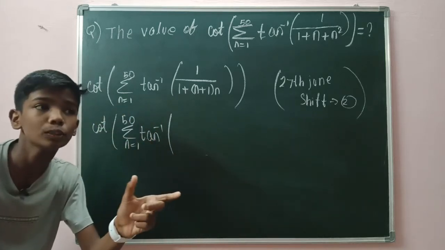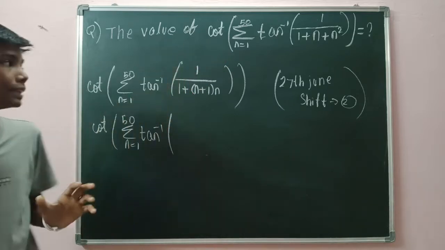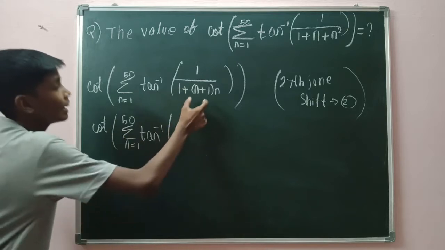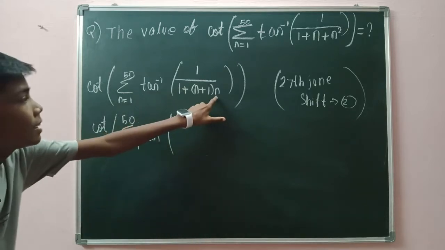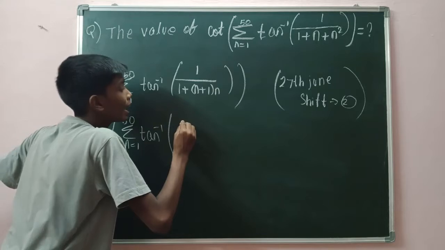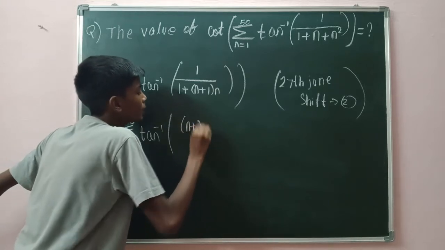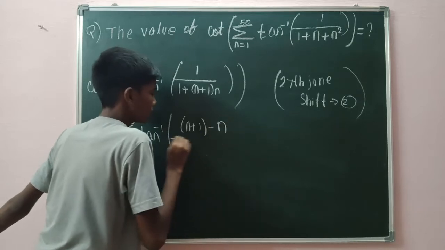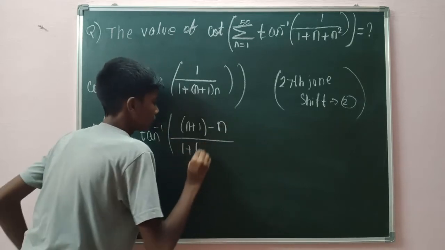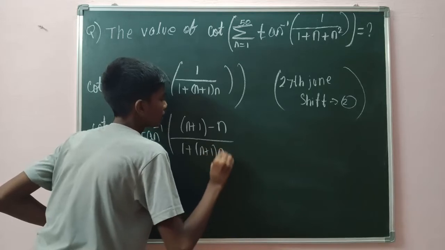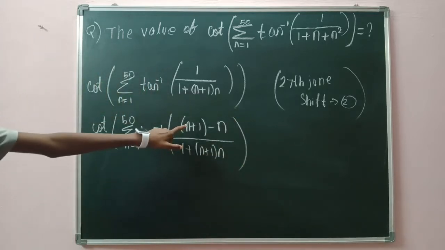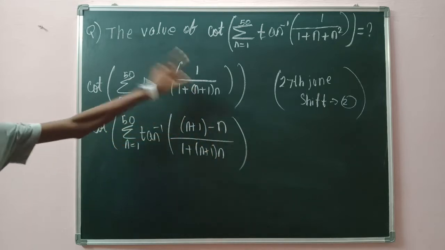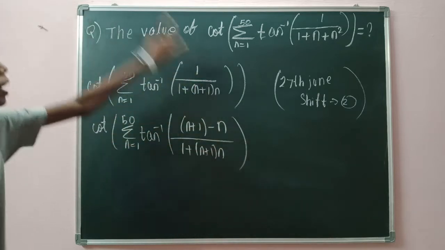That is nothing but tan inverse of a minus b divided by 1 plus ab. So in this I have 1 plus ab, where a is n plus 1 and b is n. So what should I have in the numerator? I should have a minus b, that is n plus 1 minus n. On the denominator, 1 plus n plus 1 into n. Anyway, in the numerator, when you solve, n plus 1 minus n is 1 only.